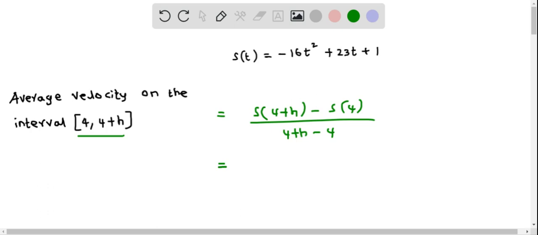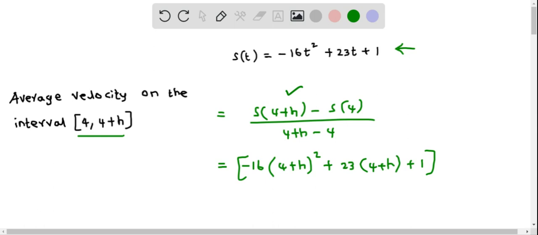S of 4 plus h we can determine when we replace t by 4 plus h in the s of t function. So when we do that, we get negative 16, t will be replaced as 4 plus h. So therefore, this becomes 4 plus h quantity squared plus 23 times 4 plus h plus 1. So this is the expression for s of 4 plus h. We then subtract the s of 4 expression.